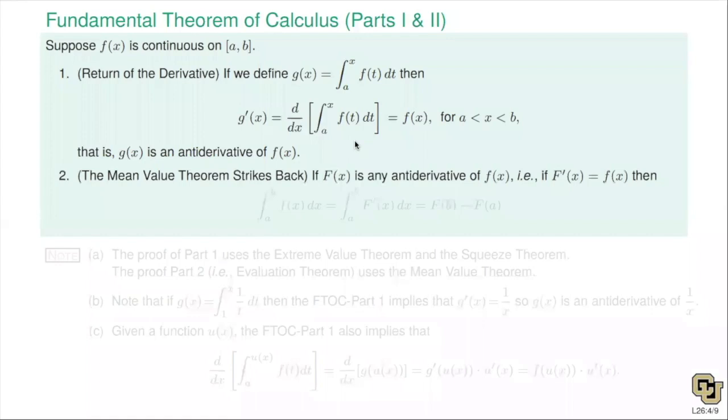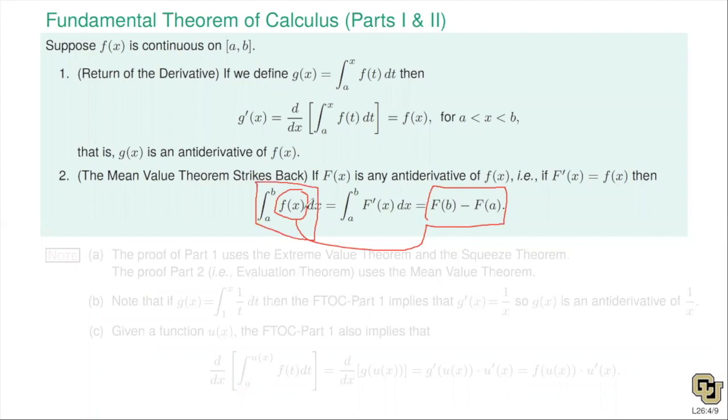And so part 2, we've seen, is a shortcut for how to evaluate definite integrals. If capital F is an antiderivative of little f, then the definite integral of little f from a to b can be calculated as capital F of b minus capital F of a. So we're using the antiderivative of the integrand to calculate the definite integral of this function little f. And so part 2 is fair game for exam 3. Part 1 is not fair game for exam 3.